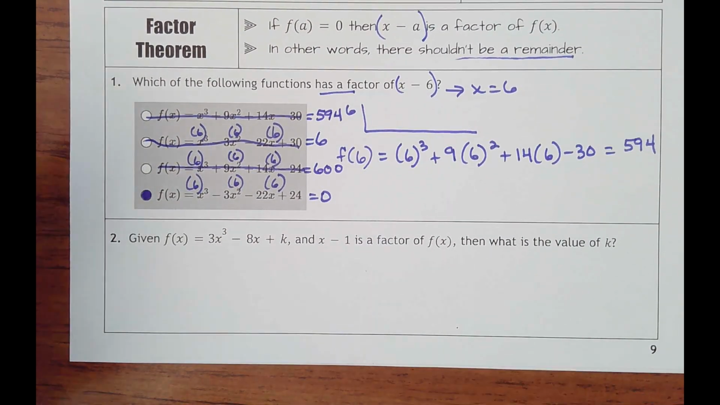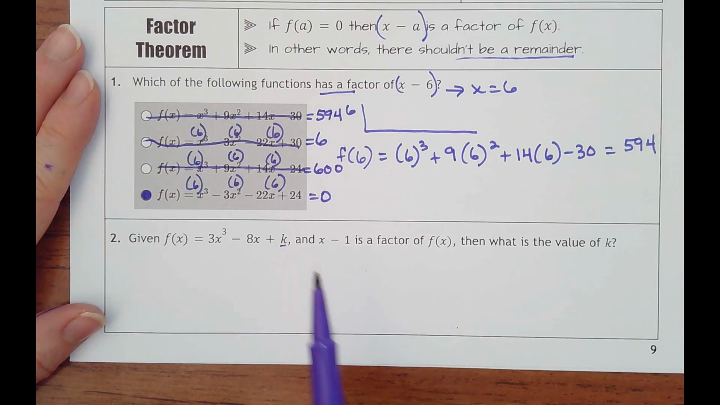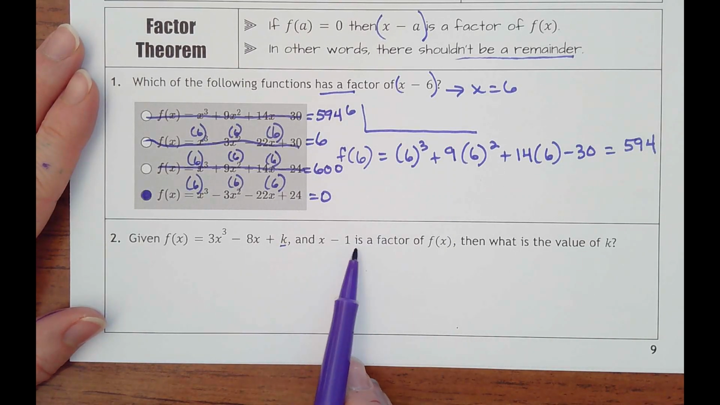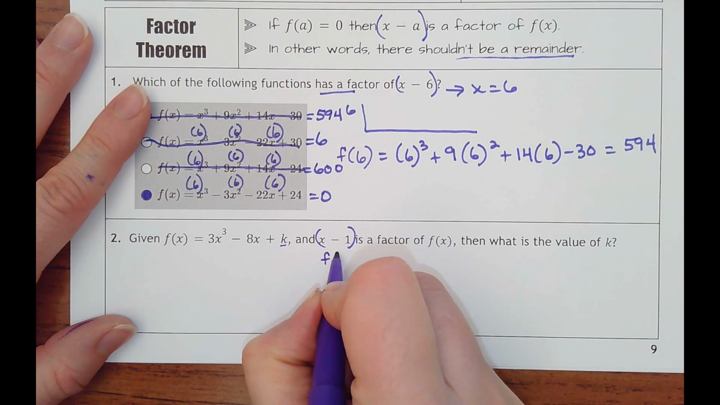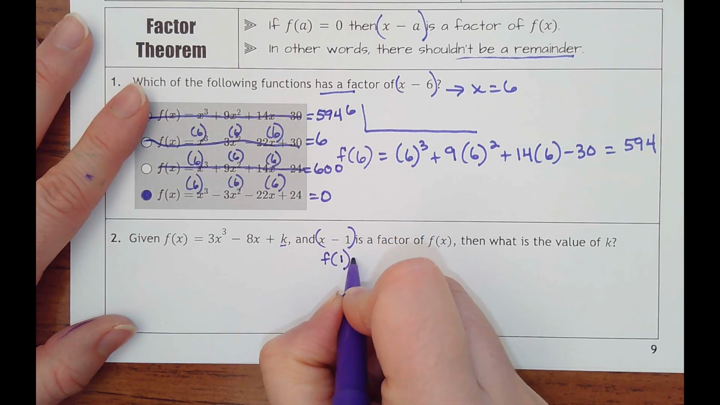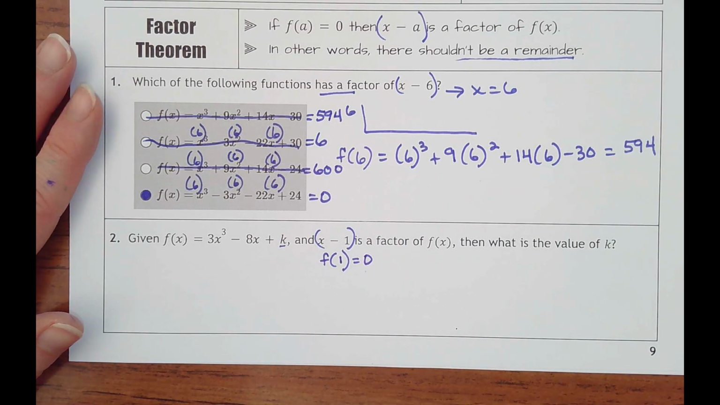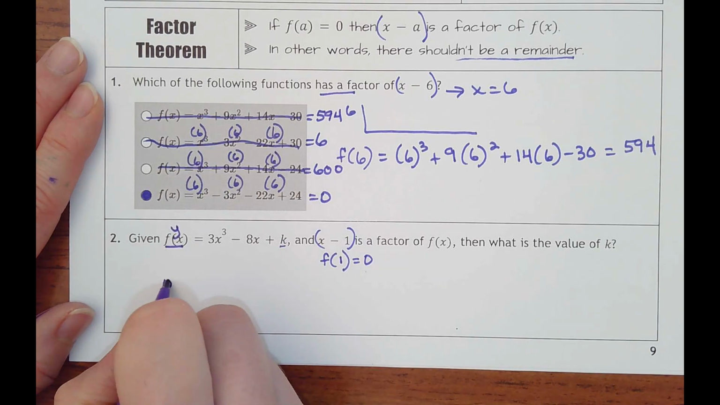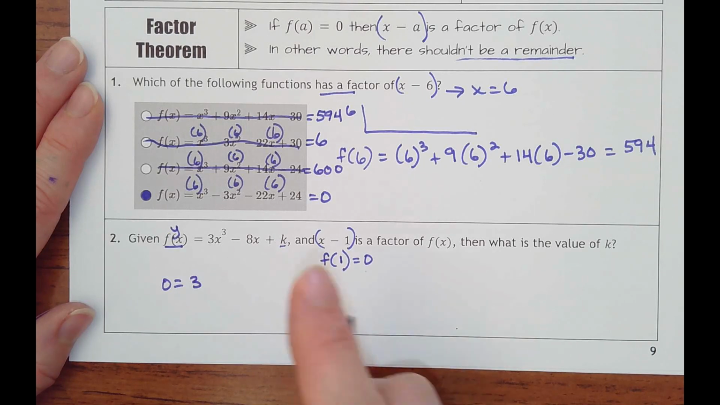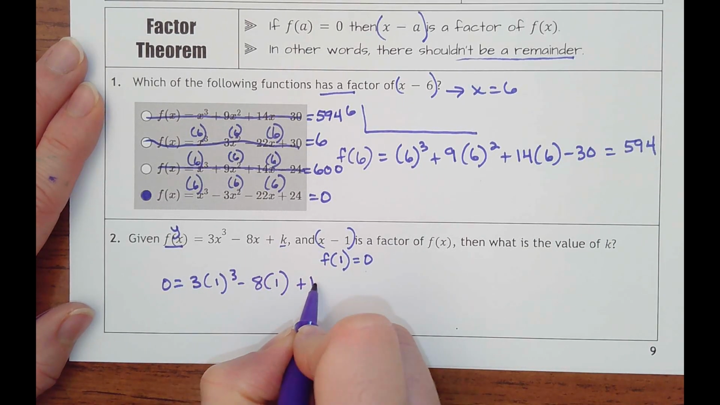And then number 2 on this problem is similar to the number 2 we had on the last lesson. We have a function with a variable k in it, and it tells us that x minus 1 is a factor. And so what this tells me right here is that if I plug in an x value of positive 1, I should come out with no remainder, or a y value of 0. So what I'm going to do is I'm going to put 0 in here for y, and I'm going to plug in positive 1 for x. And then I'm going to solve for k.